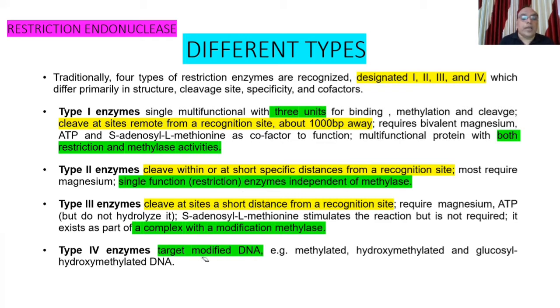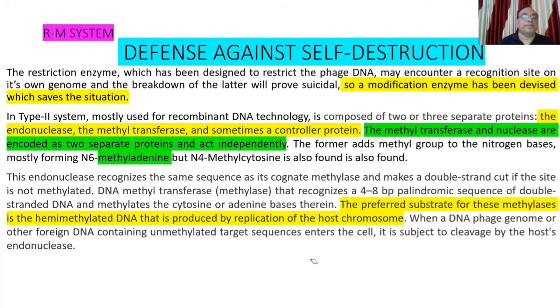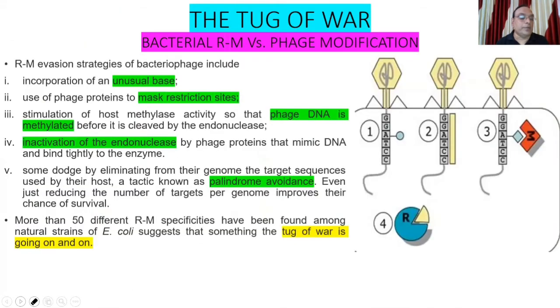And the type 4 enzyme targets modified DNA, that is methylated, hydroxymethylated, etc. It targets methylated DNA. Now, the RM system, restriction modification system, we were dealing with.